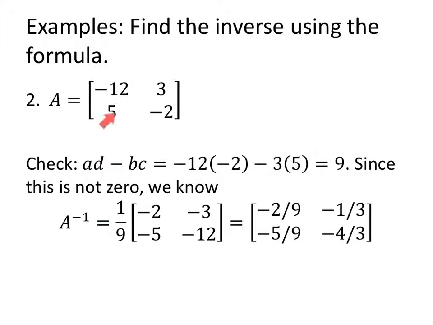Again, ad minus bc, so we'll take negative 12 times negative 2 minus 3 times 5. 24 minus 15 is 9. We know that's not 0, so the inverse will be 1 over 9 times. Switch the places of the negative 12 and negative 2. Change the sign of the 3, change the sign of the 5, and then multiply through by the 1/9. There's our inverse. And you could check by multiplying and make sure we're right.